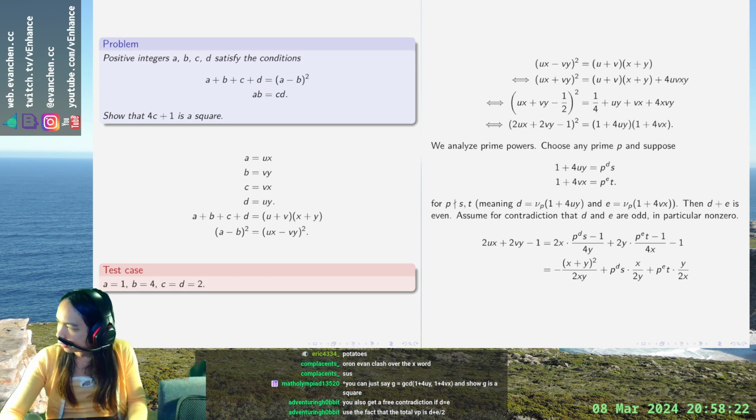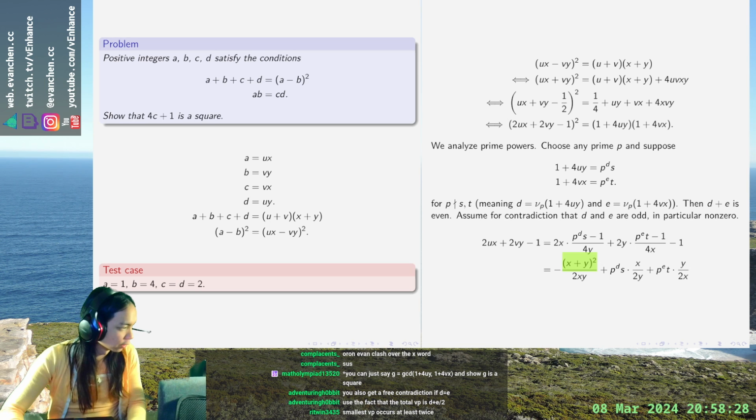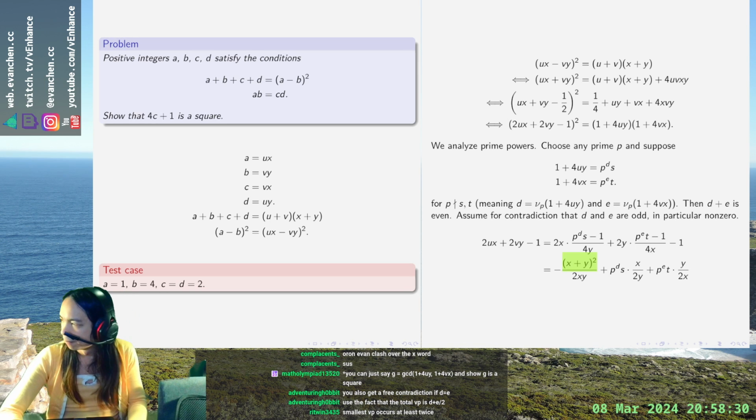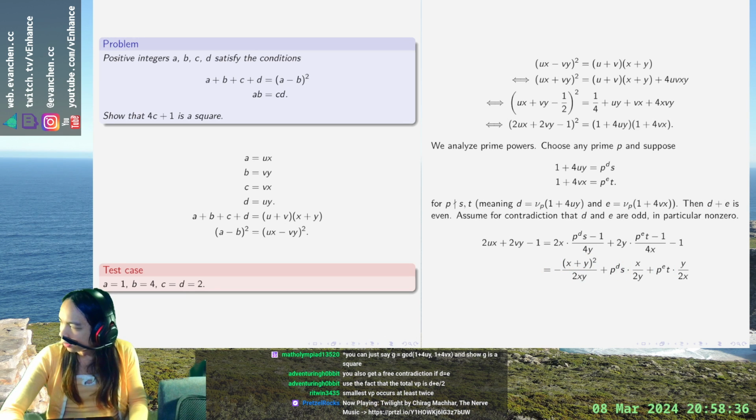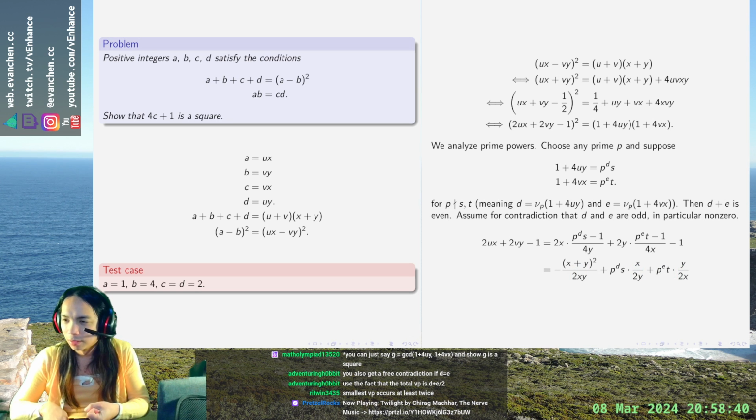How is it free if D equals E? The thing is, if D equals E, then this sum could be either thing. So I need some statement that says x plus y squared. Like this is some even number. This is some odd valuation number. But if it's the same odd valuation number, their sum could have any valuation, right?